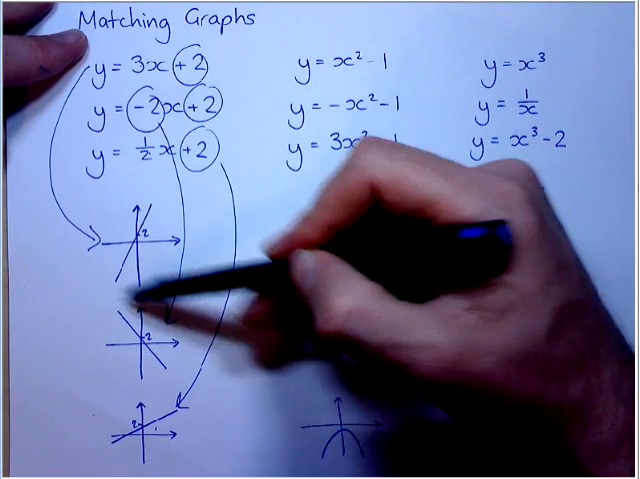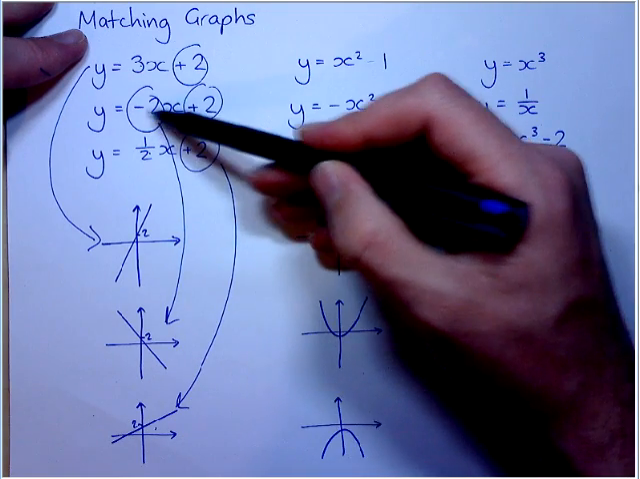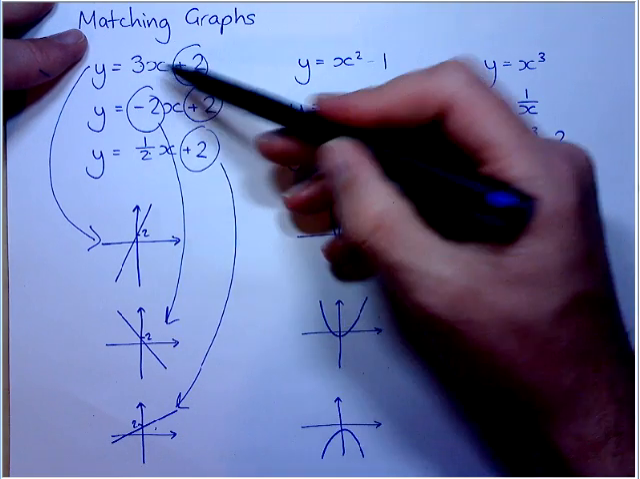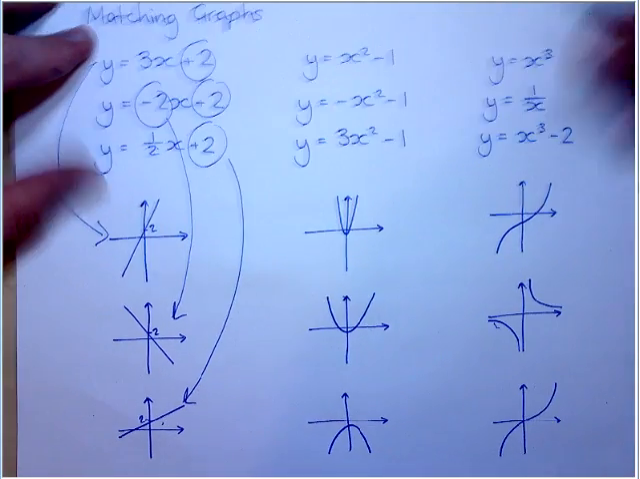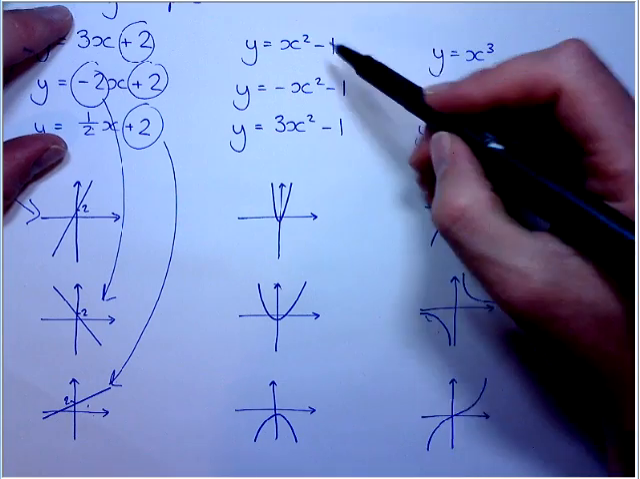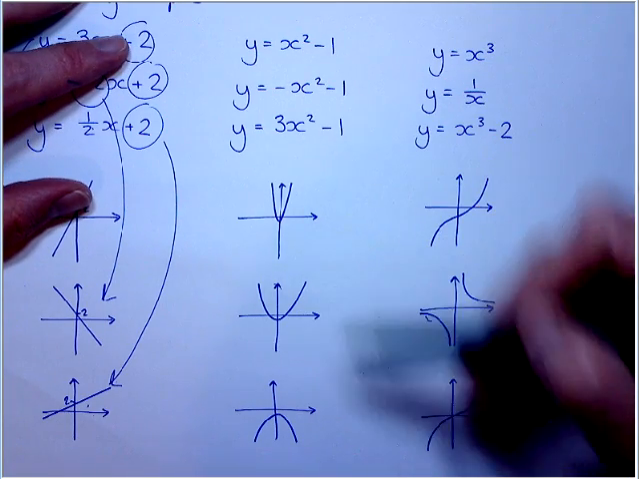So negative gradient, we can find out by the number in front of the x. The higher the number, the steeper; the lower the number, the less steep. That's essentially it. Okay, so when we get to squareds, we have a parabola.